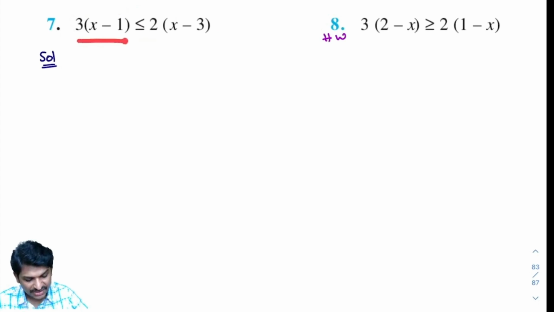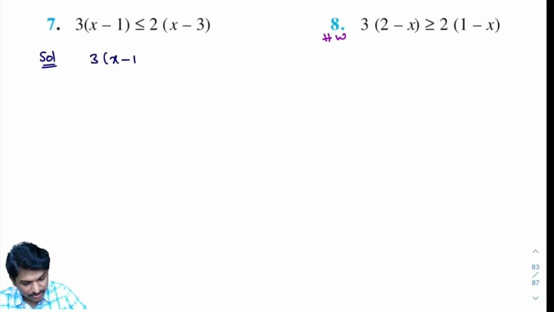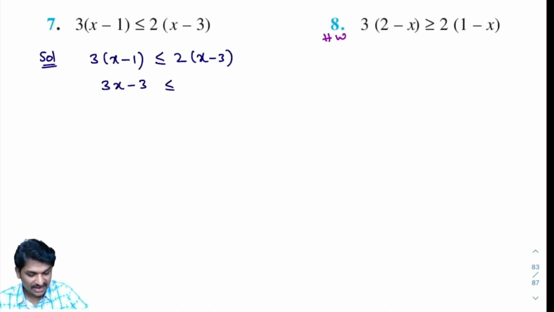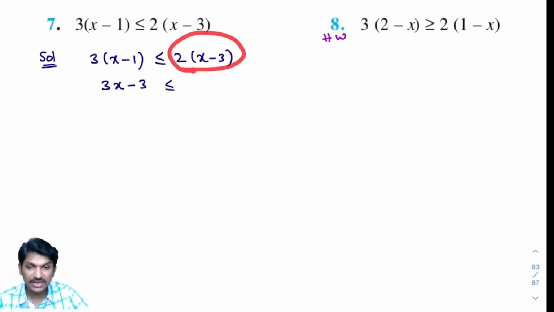Very simple. First, you simplify this left hand side part, right? Multiply with 3. I'll write the question: 3 into x minus 1 is less than or equal to 2 into x minus 3. This is the given question. Now I'll solve this left hand side part. Multiply: 3x minus 3 less than or equal to. Now the right hand side part, you multiply 2 into x minus 3. That is 2x minus 6.